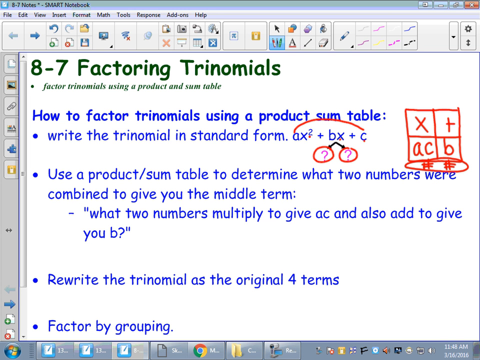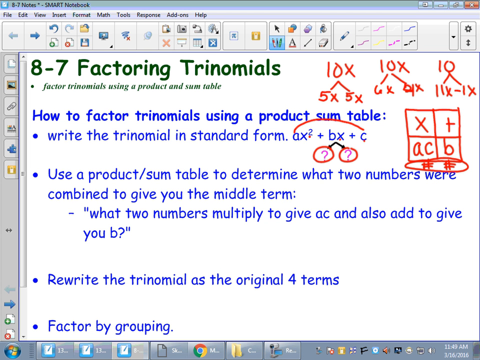And so what that does is it breaks our trinomial into 4 terms. We want to know what that value was before we combined like terms. If it was a 10x, we want to know what was that 10x before it was 10x. Was it an even split, 5x and 5x? Or what if the 10x was a 6x and a 4x? What if 10x was an 11x and a negative 1x? We need to know what the two middle terms were before we put them together. That's what the product sum will tell you.